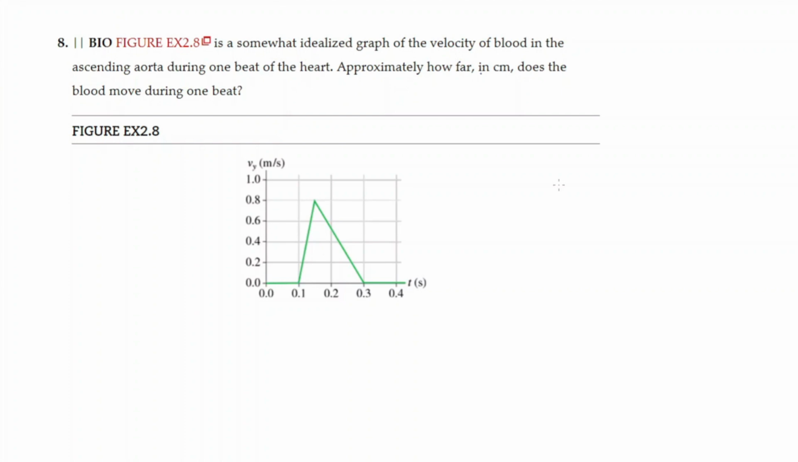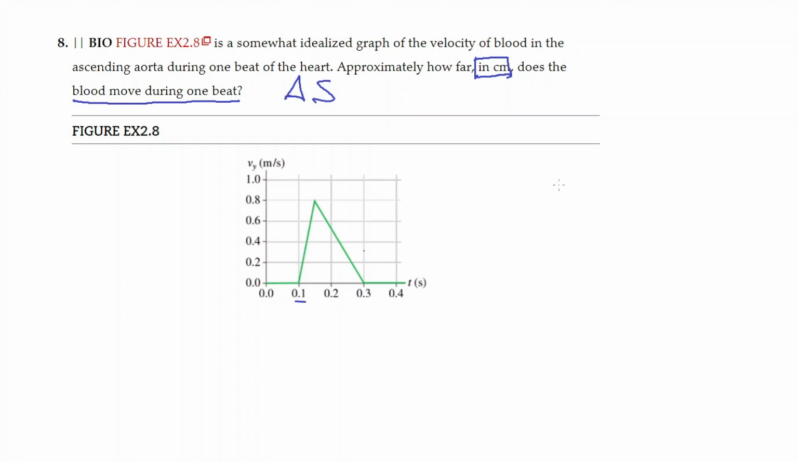First, we have to remember that at the end of this question, we're going to have to change our meters to centimeters. But how do we find how much the blood moves during one beat given the velocity function? How much the blood moves during one beat is going to be delta S. And if you remember, delta S is going to be the area under the graph of the velocity function.